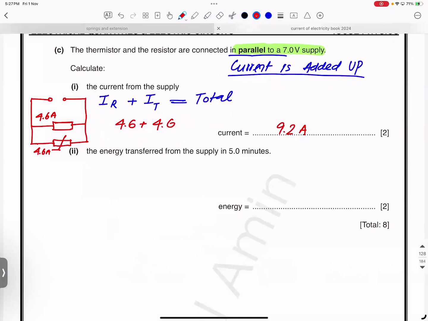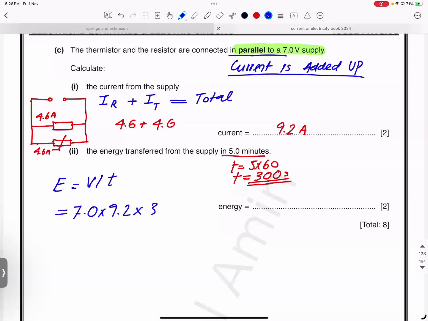Energy transfer in 5 minutes. 5 minutes, time is 5 multiplied by 60, which is 300 seconds. So energy E is equal to VIT. Voltage is 7 volt. Current is 9.2. Time is 300.